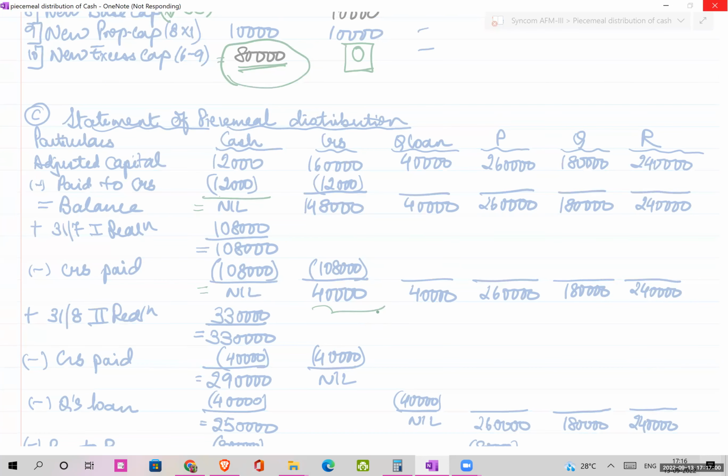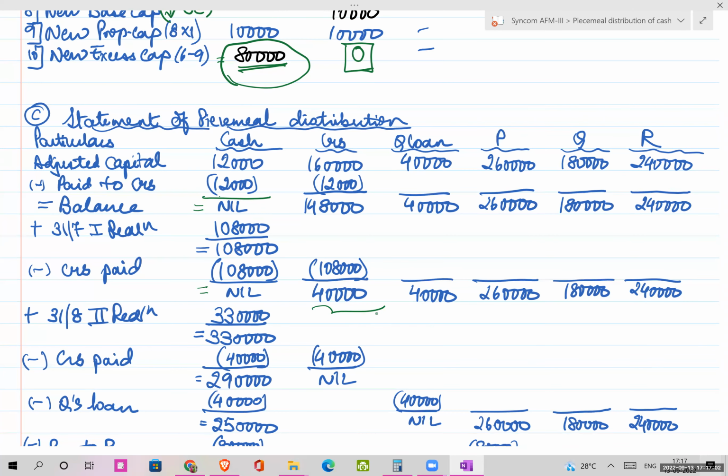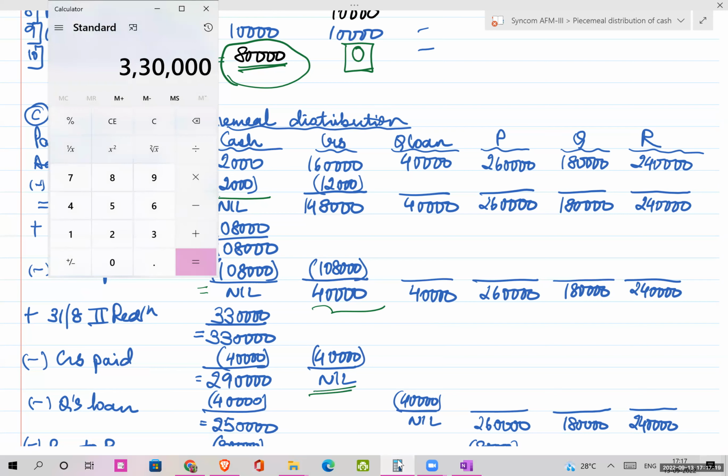Either now I will use the second realization money, that is 3,30,000. From this 3,30,000, I will pay 40,000 to my creditors, and now my creditors will become nil, full payment of creditors. Okay, so from 3,30,000 cash, 40,000 I paid to my creditors, so 2,90,000 is still left.